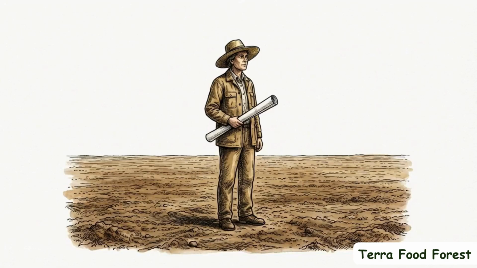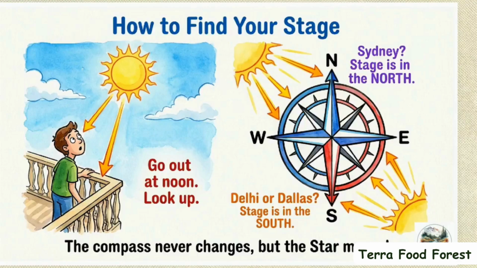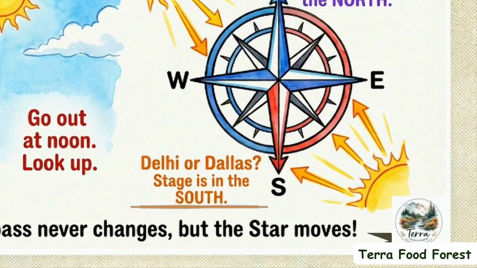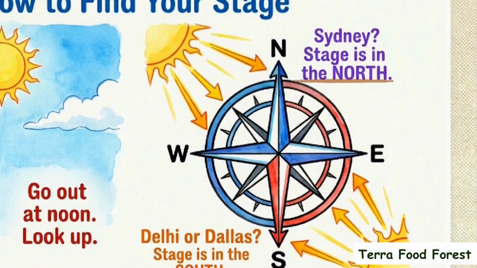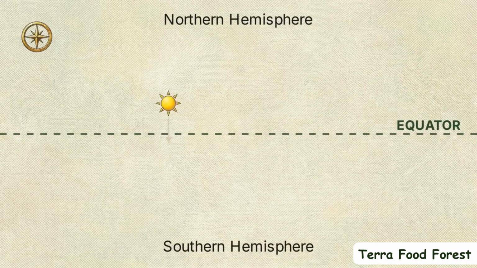Before you can arrange your audience, you have to locate your stage. You need to know exactly where your light comes from before you plant a single seed. This compass graphic shows how solar trajectories change depending on your hemisphere. If you live in Delhi or Dallas, your stage sits in the south. But if you're growing in Sydney, your stage is in the north. The compass points never change, but the position of the star moves based on your local geography.